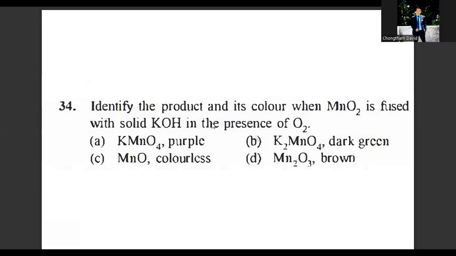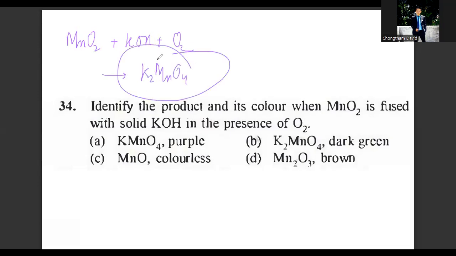34. Identify the product and its color when manganese dioxide is fused with solid potassium hydroxide in the presence of oxygen. So for question number 34, there will be formation of a dark green mass when this potassium hydroxide reacts with manganese dioxide. We also call this the pyrolusite ore. Oxidation gives rise to a dark green mass. Call it K2MnO4. So this is a dark green mass. The answer for question 34 would be B.